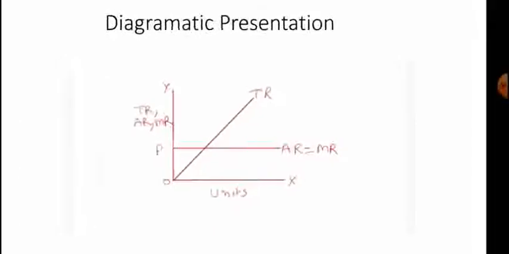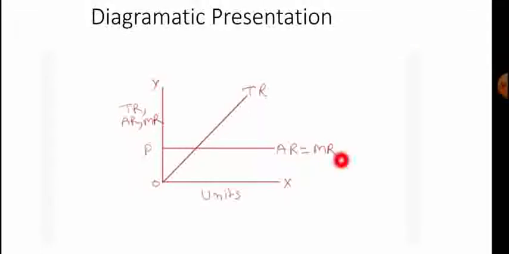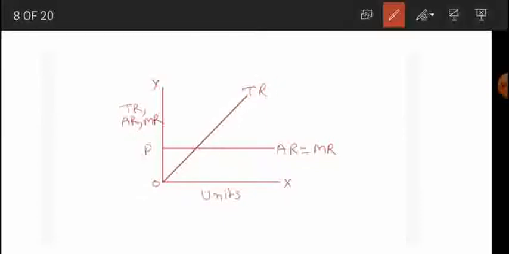This is the diagram. Look at the diagram. Number 1, AR is equal to MR. So AR is equal to MR means the curve is parallel to x-axis. TR increases at constant rate. TR is an upward rising curve. Straight line curve है और कितने का एंगल बना रही है, 45 डिग्री का एंगल बना रही है.